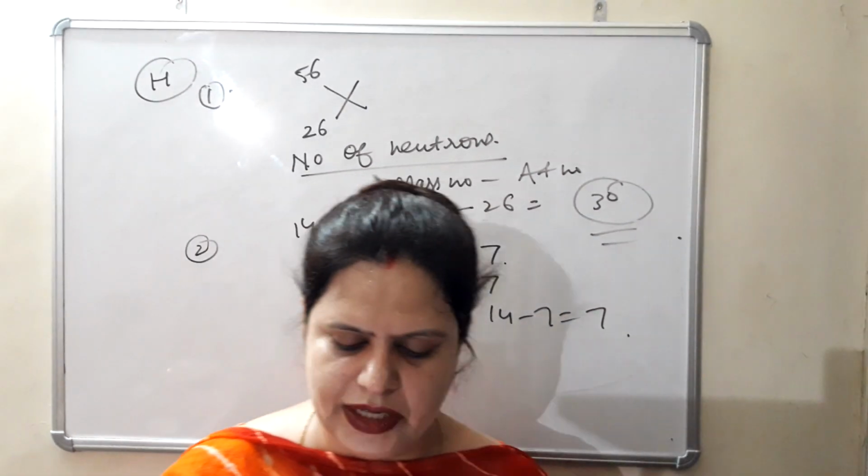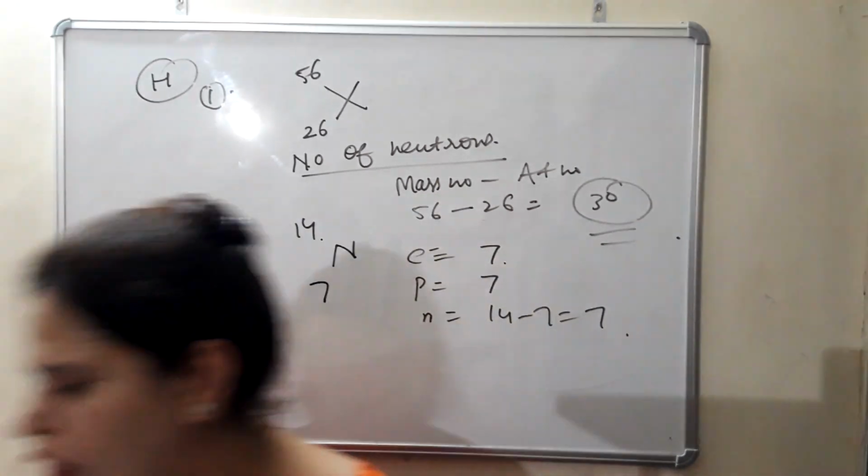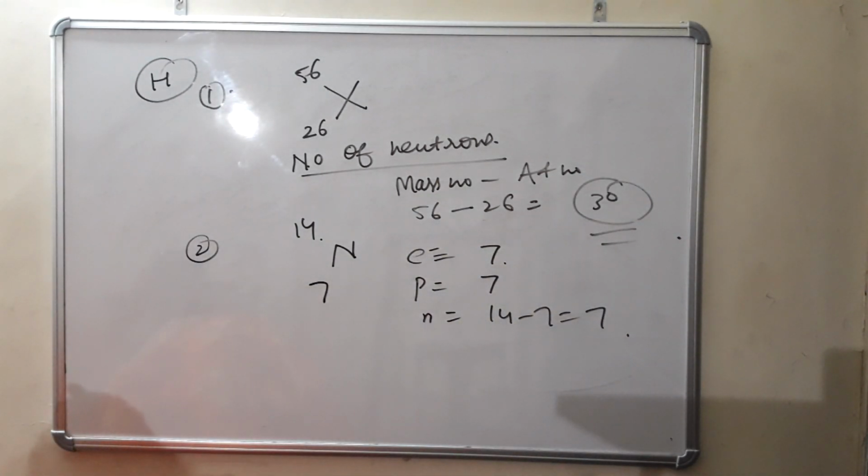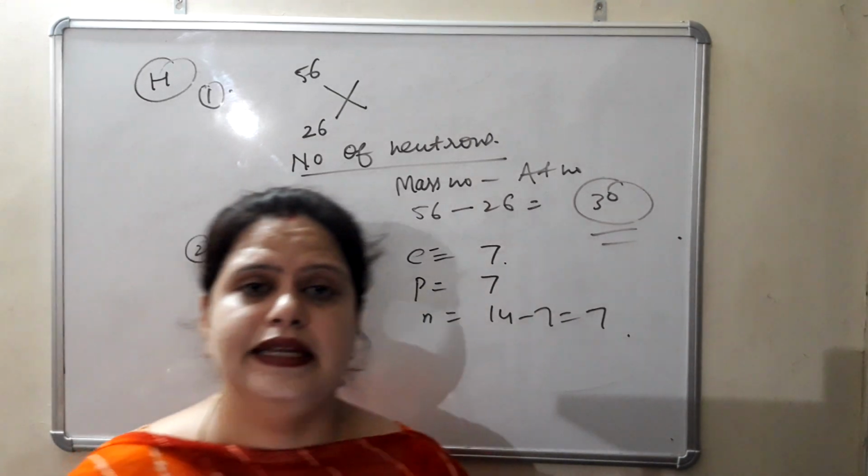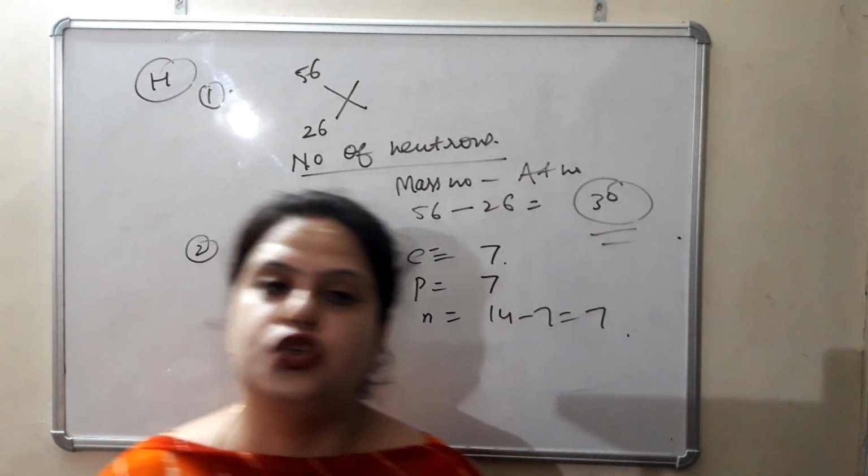Challenge question, why did Thomson name his atomic model the plum pudding model? Again, not there in your syllabus. So this is about the exercise part of this chapter, that is atomic structure, which we have discussed today.